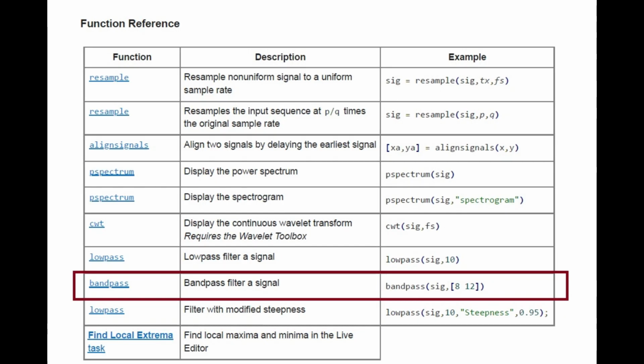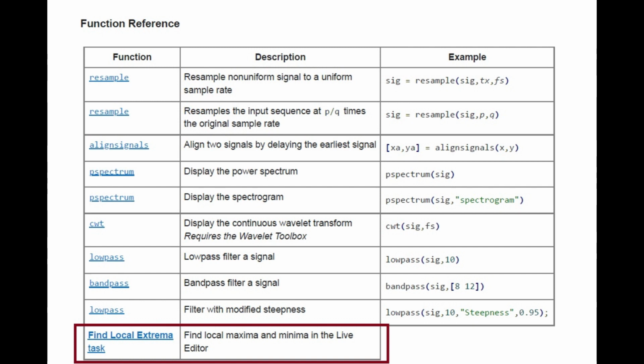6. Bandpass filter. Function: applies a bandpass filter to the signal, allowing frequencies within a specific range. Example: bandpass(sig, [8 12]). Explanation: this filters the signal to keep only frequencies between 8 Hz and 12 Hz, removing other frequencies.